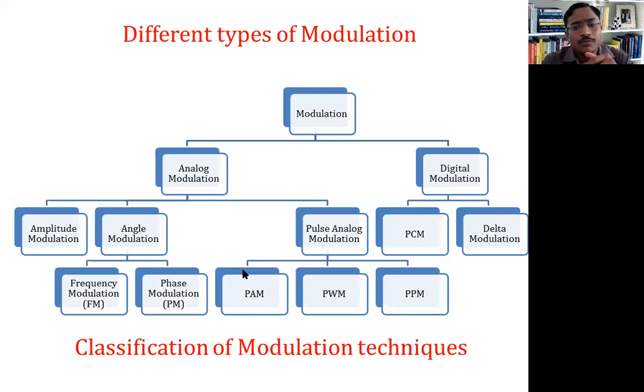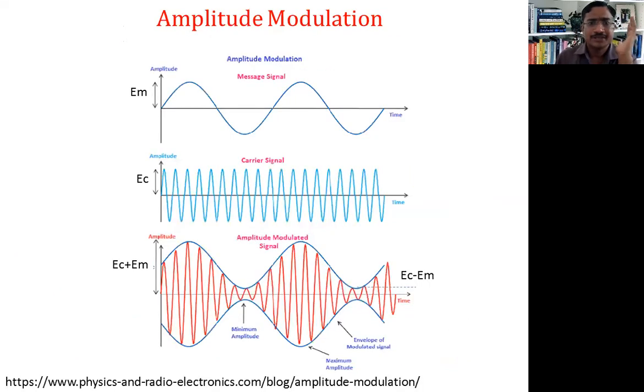Now the pulse analog modulation can be divided depending on whether there is a change in the amplitude, pulse amplitude modulation, change in width, pulse width modulation, or change in position, pulse position modulation. We'll take one example of amplitude modulation for today and then we'll stop.